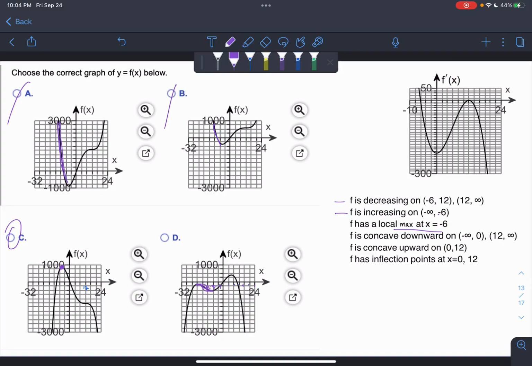Let's see, concave downward, right? It kind of looks like an upside down bowl from here and here. And then right about here and here, which I imagine is 0 to 12, that looks like concave upwards. So C is our answer for this question.